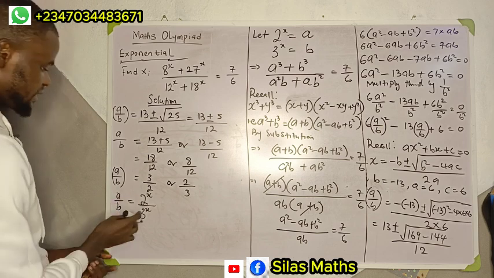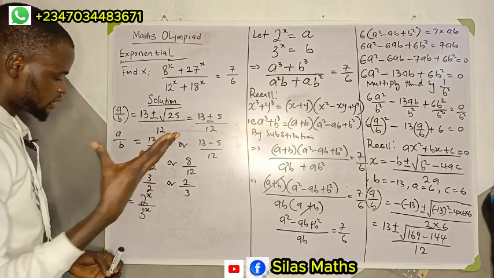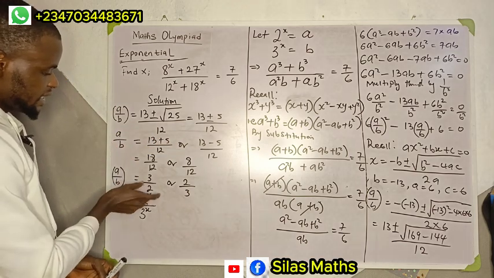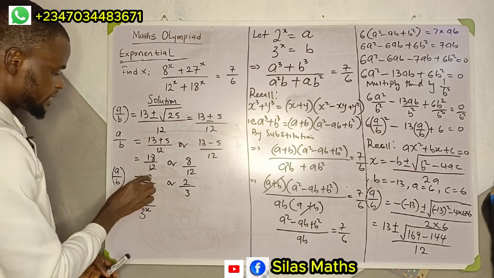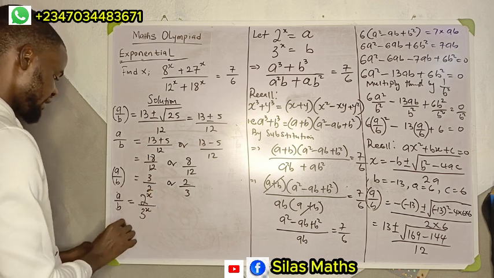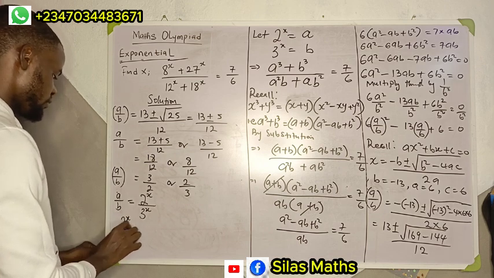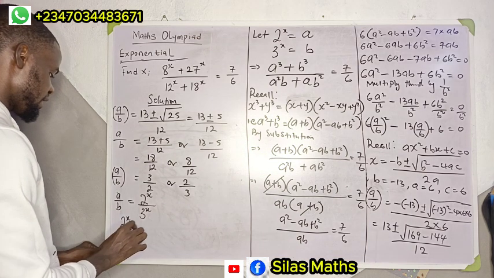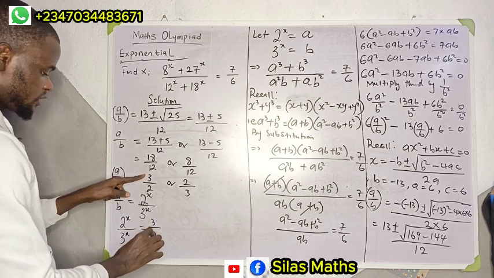Okay, so if that is the case, we can say for case 1, we are going to have the value of X in 2 places. The first case is when A over B is equal to this. So when A over B is equal to 3 over 2, what is the value of X? We can say that 2 to the power of X over 3 to the power of X is equal to what? For the first case, 3 over 2.